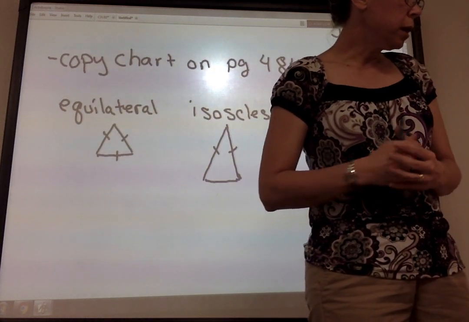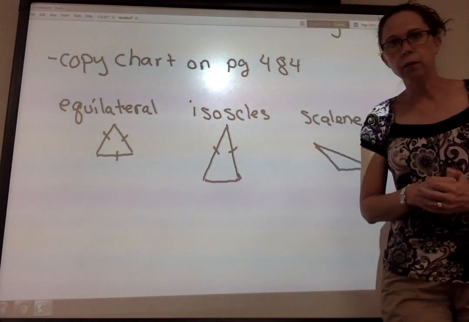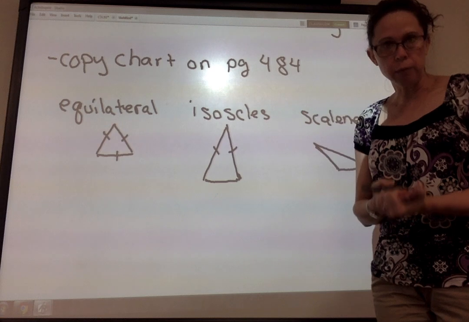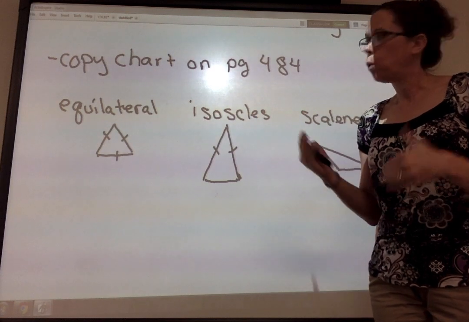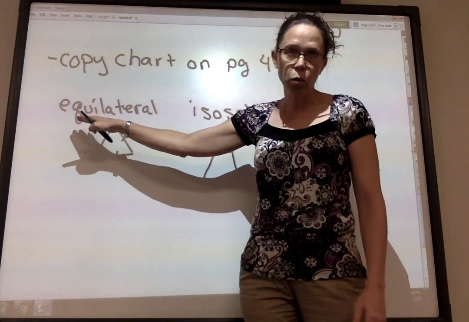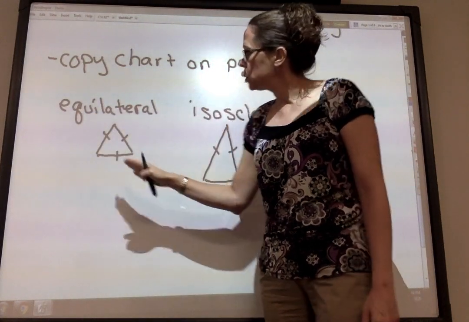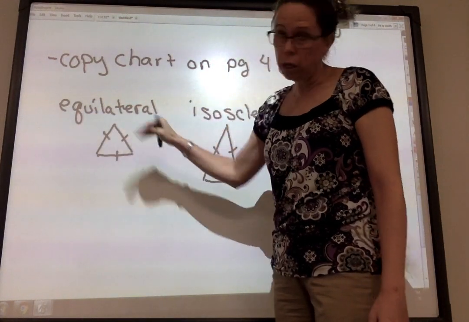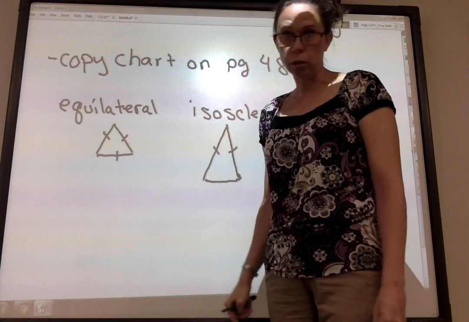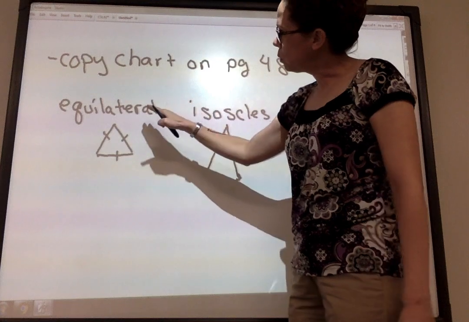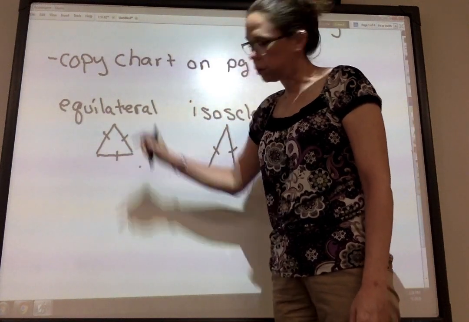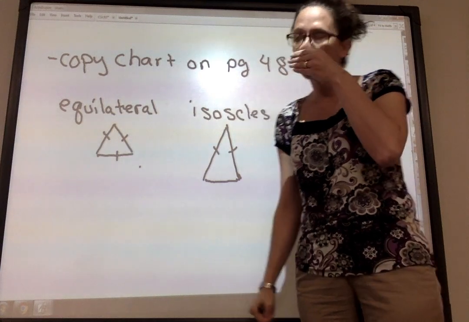So the chart is talking about the vocabulary words that are the names of different types of triangles based on what we know about their sides. The first one is equilateral. Equa means equal, lateral means side. So an equilateral triangle has equal side lengths. That means it also has equal angle measures, okay? So in an equilateral triangle, all the sides are the same measure, all the angles are the same measure, okay? Equilateral.